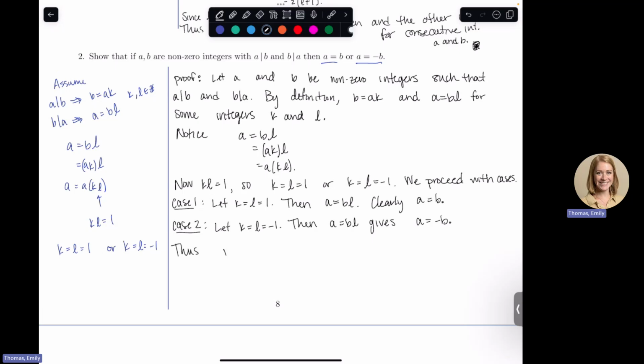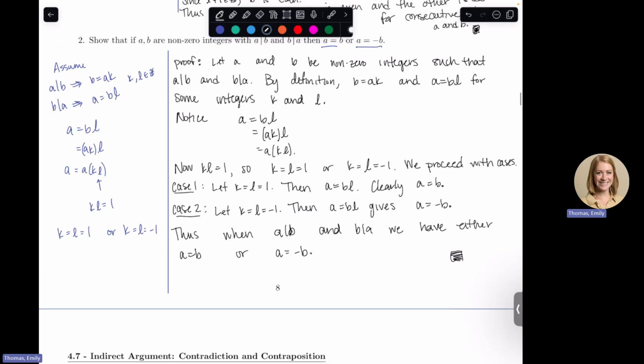Thus, when a divides b and b divides a, we have either a equals b or a equals negative b. Again, the proof is not that different than what we've been doing. It's just that you walk yourself into a place where you have choices, and you organize those choices into two mini proofs, basically.